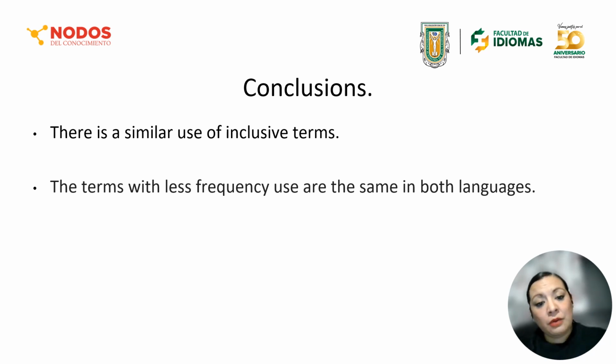But in the first place, we need to agree that there is a similar use of inclusive terms. Of course, the numbers are different and the differences are in some cases very wide, but we have terms whose translation is very similar. The way it is structured or the order of words might change, of course, because of grammar rules, placements and syntax, but we have very similar terms, which means that there is a similar usage. It also means that both languages so far are following the same road or the same path when speaking of inclusive language. And also, the terms with less frequency of use are the same in both languages.